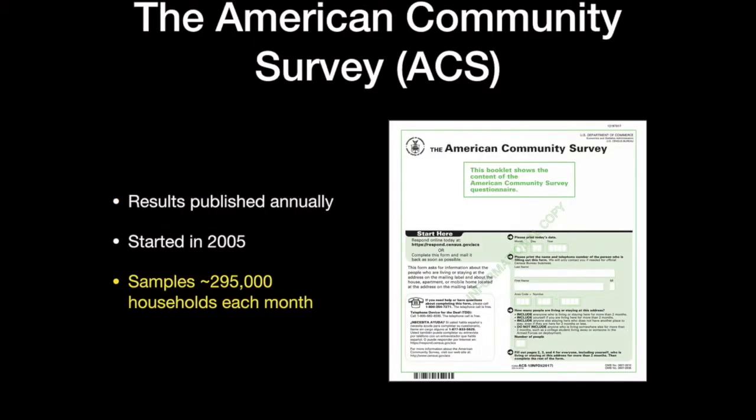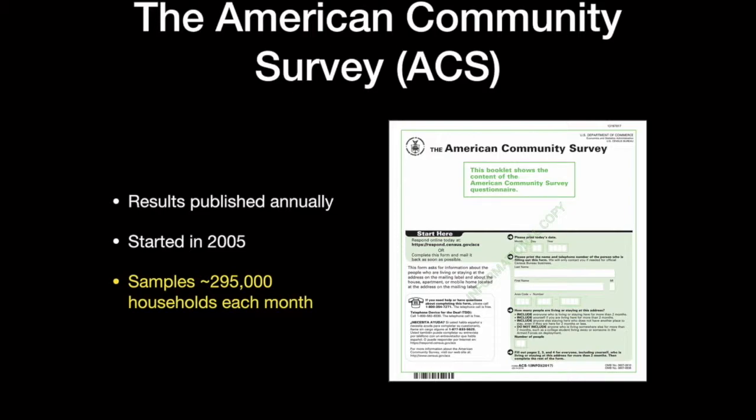In 2005, the long form became the American Community Survey. Since then, this survey is conducted every month of every year. Data are released annually for all communities across the country. The ACS produces estimates on the social, economic, housing, and demographic characteristics of our nation's population. You no longer need to wait a decade to access these data and see how a community is changing.